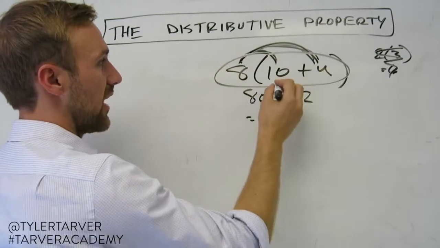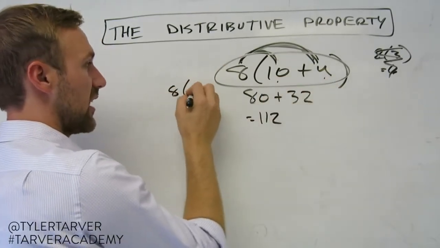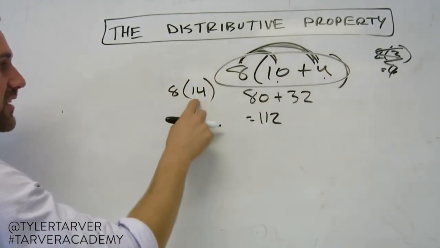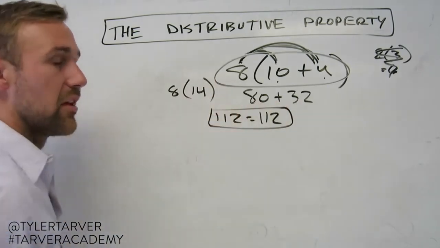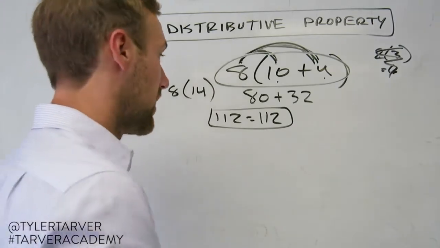Say I didn't distribute. I did 10 plus 4 is 14. So it's 8 times 14. And 8 times 14, that's 80 plus 32 is 112. And you're done. And that's the distributive property. Okay?